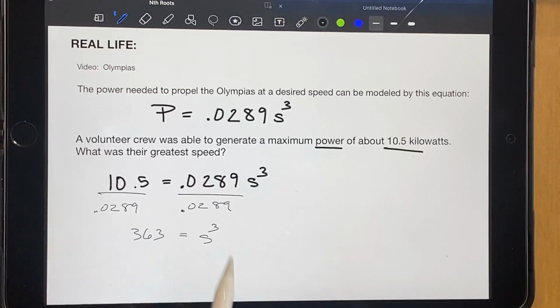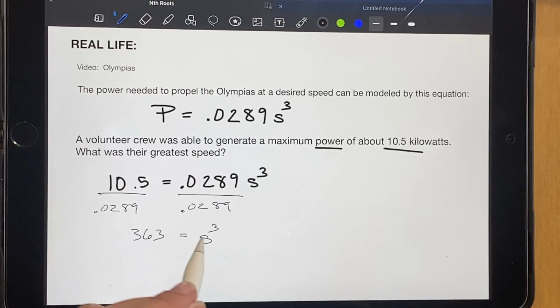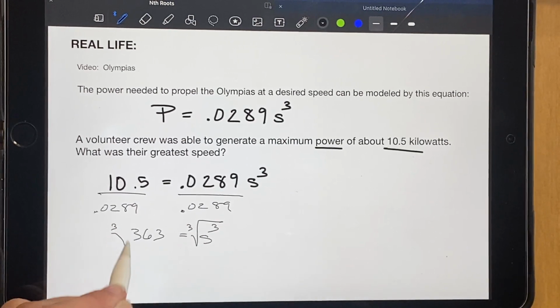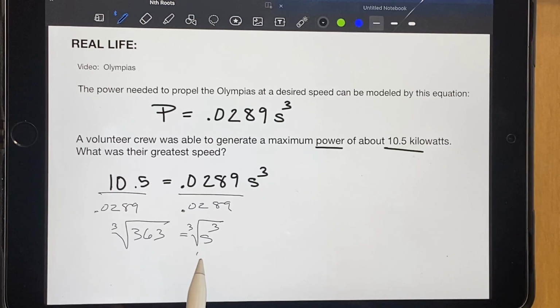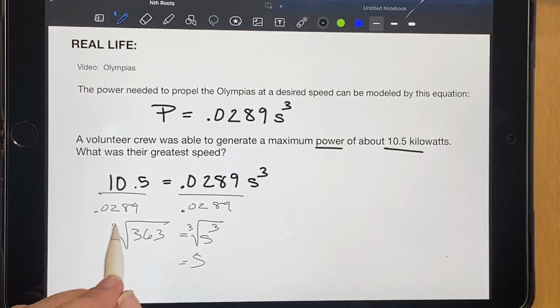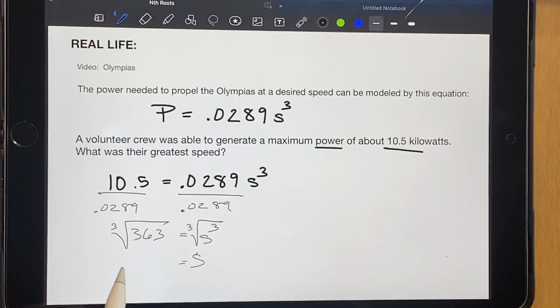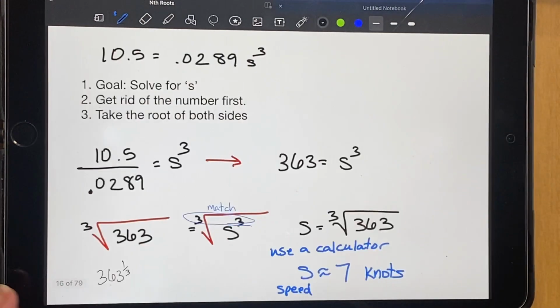So now that our answer becomes, I want S all by itself. I have it to the exponent of 3, so I'm going to take the cube root of both sides. So now I simply have S on one side, and then I have the cube root of 363 on that side.